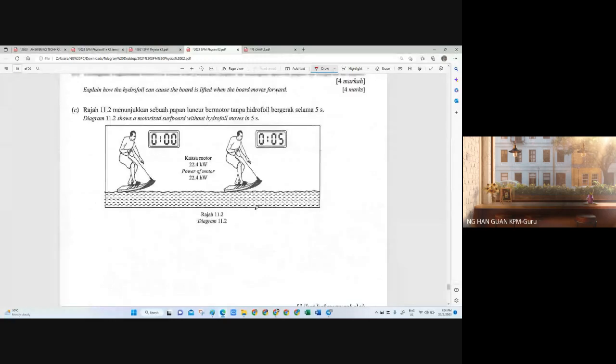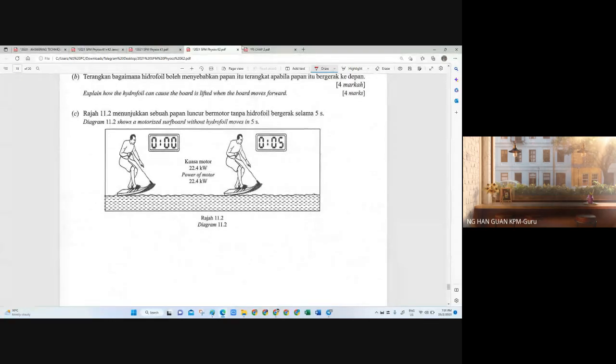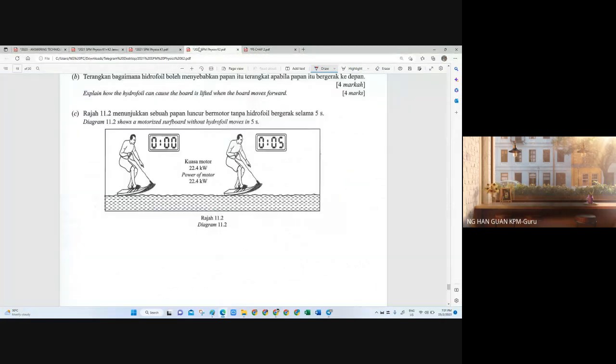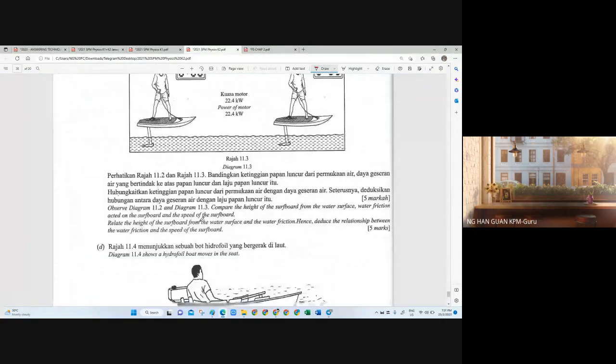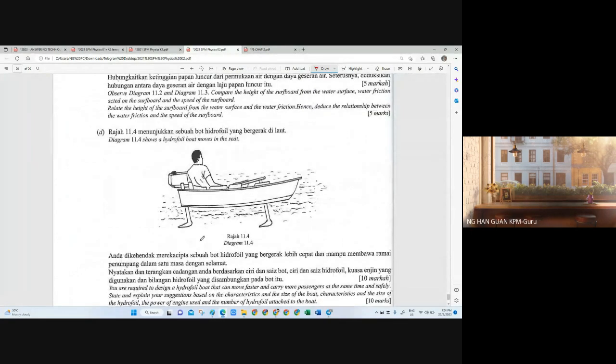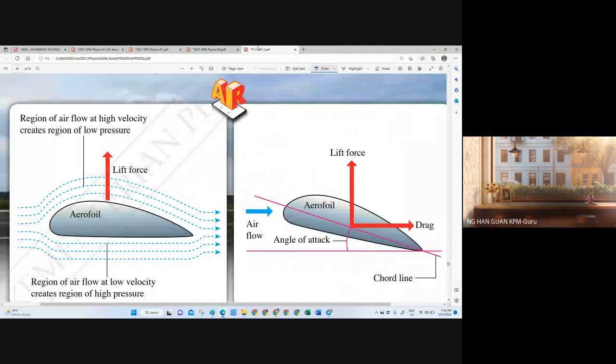It's the same concept. Only the aerofoil is specific to airflow, it produces a lift force. When the hydrofoil is immersed in the water and moves with the water current, it can produce a lift force, so it can lift higher. So this is not the two ducks inside, right? So this is a hydrofoil. The drawing is a bit ugly.